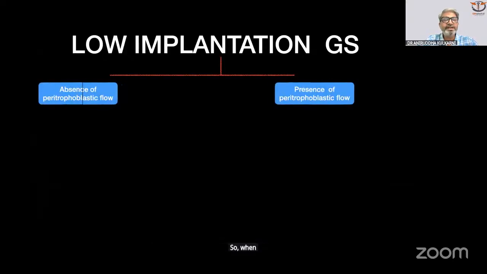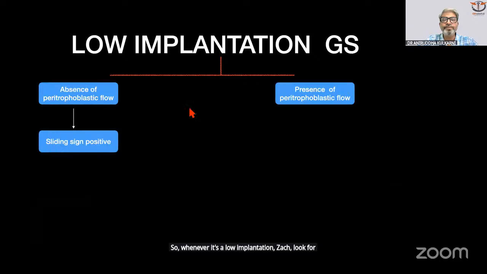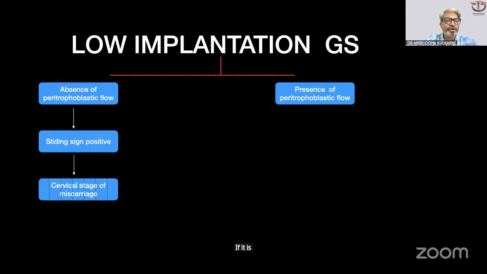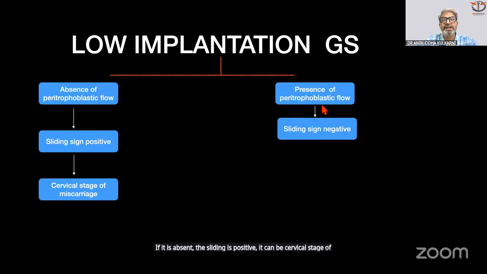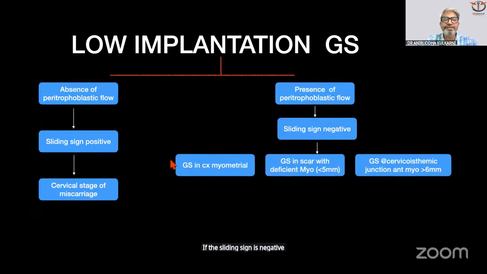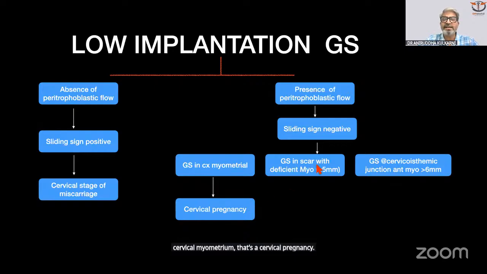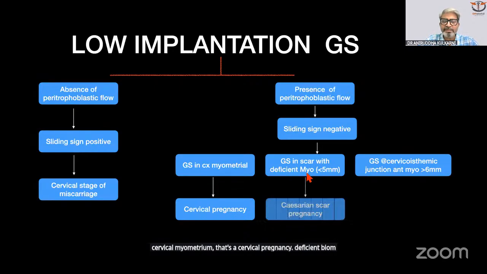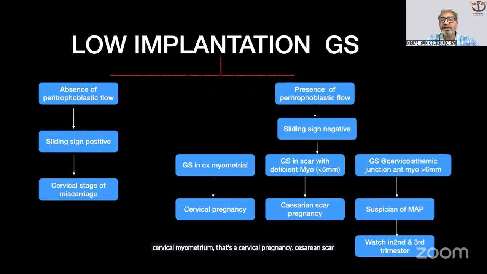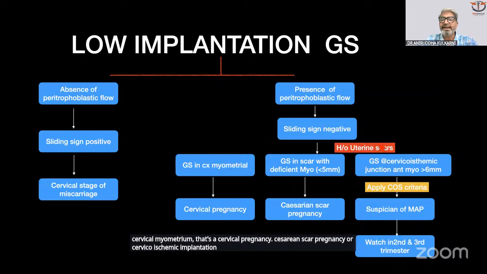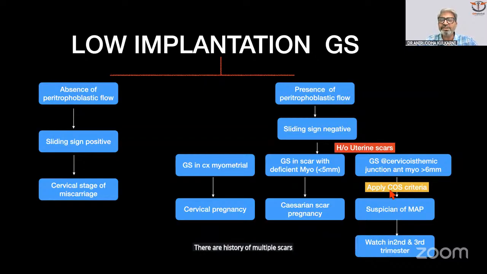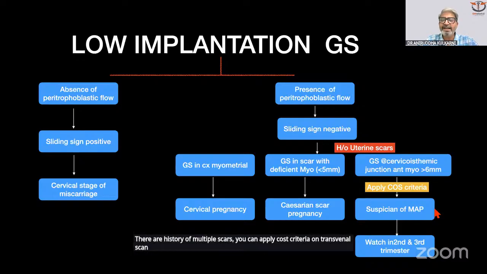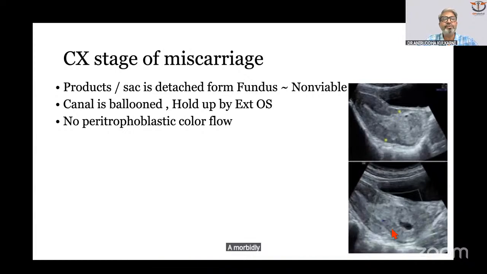So whenever it's a low implantation sac, look for peritrophoblastic flow. If it is absent, the sliding sign is positive. It can be cervical stage of miscarriage. If the sliding sign is negative, we look for three features. The gestational sac in cervical myometrium, that's a cervical pregnancy. Gestational sac within the deficient myometrium less than 5 millimeter, that's cesarean scar pregnancy, or cervico-isthmic implantation, wherein there is a history of multiple scars. You can apply the cost criteria on transvaginal scan and say that this likely, if it continues, can cause a morbidly adherent placenta in due course of time.